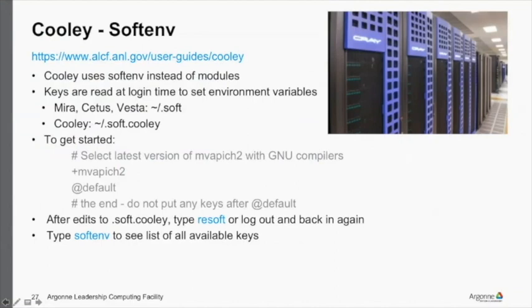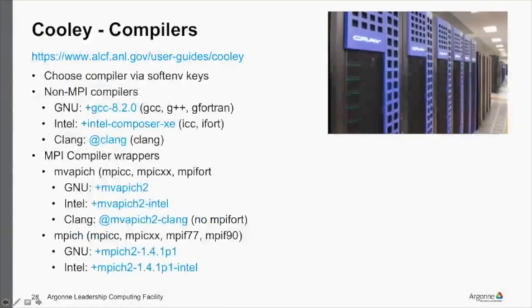Unlike Theta, Cooley uses softenv to control the environment, and this is analogous to Mira if you've done work on Mira. There's additional information in the user guides for Cooley, but very quickly, there are keys in a .soft.cooley file that are read at login time. An example may be that you want to use the GNU compiler in your environment. Within the .soft.cooley file in your home directory, you could add a key for it. At the end of this file is the macro default, and that default macro should always be at the bottom of your config file. Anytime you edit the .soft.cooley file, you can execute resoft to refresh your environment given the changes you've just made. Or you could log out and then back in to have the environment changes take effect. And you can see the complete list of all the environment keys with the softenv command.